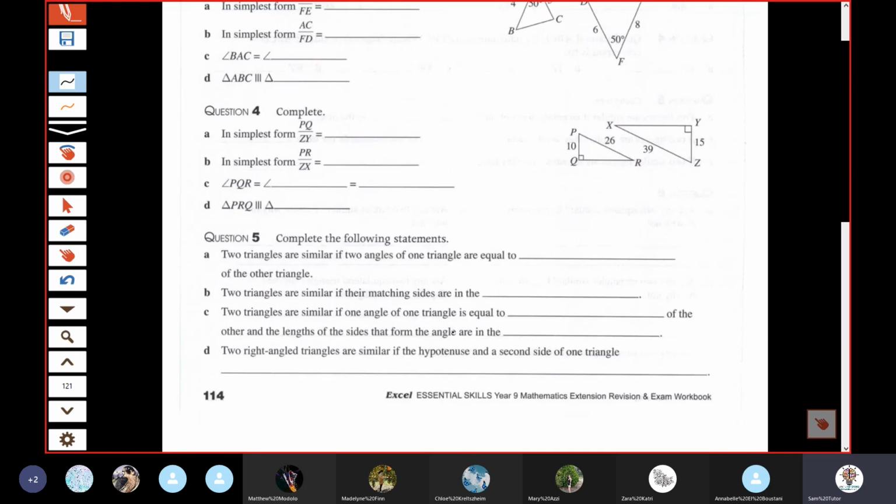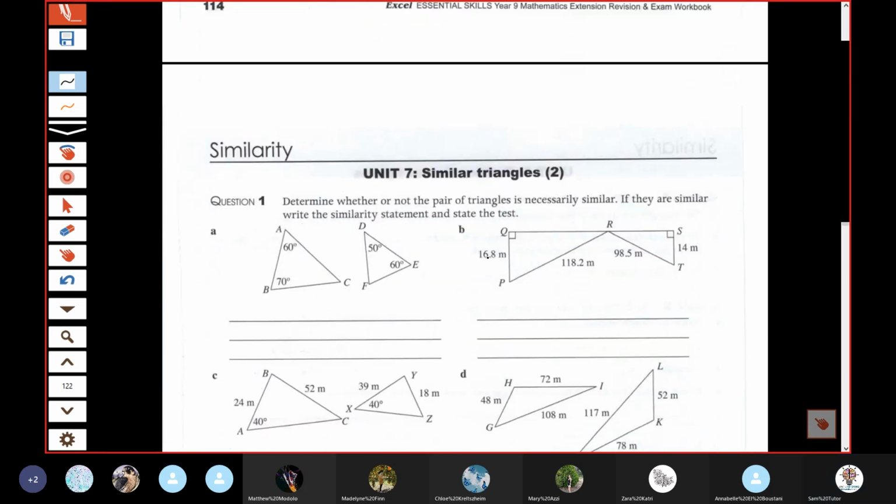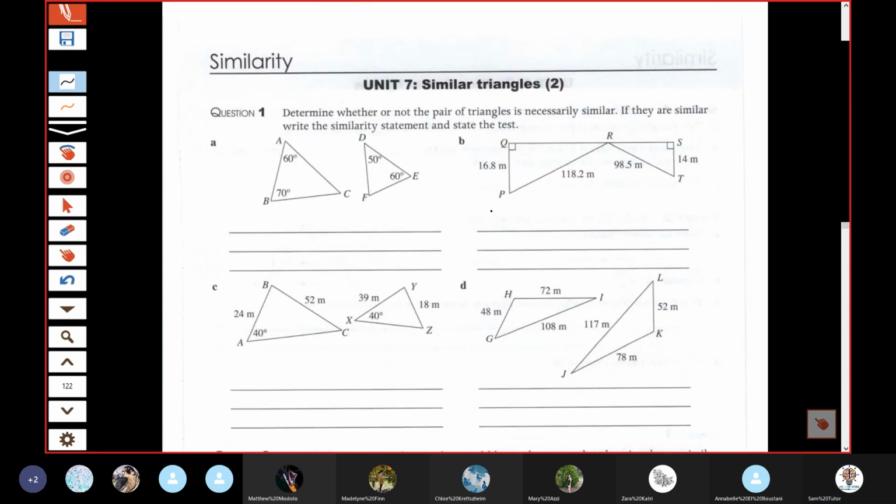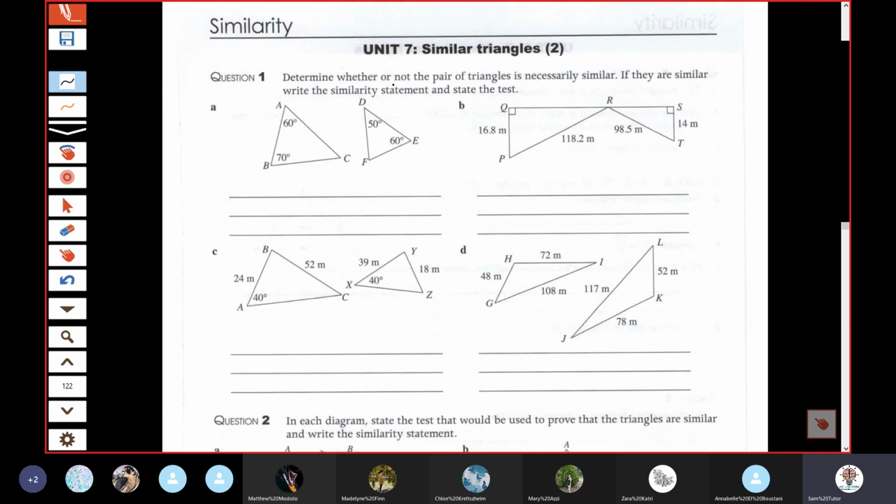All right, let's scroll down. I think these are easy. Let's have a look at these. To determine whether or not the pair of triangles is necessarily similar, if they are similar, write the similarity statement and state the test. All right, so let's make sure we can match them firstly.